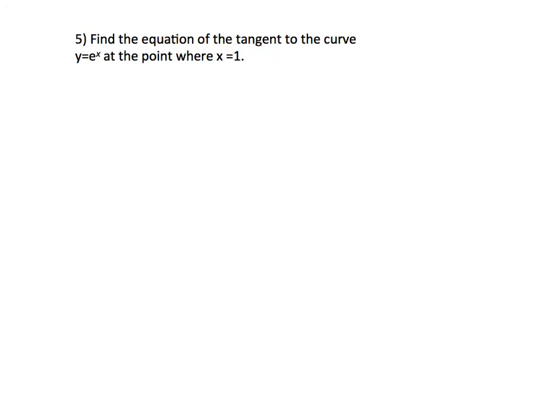So let's find the gradient. First we'll find the gradient function. If y equals e to the x, then y dash also equals e to the x. Let's find the gradient at this point, x equals 1. At x equals 1, y dash is going to equal e to the 1, which is just e. So that's the gradient of our tangent.